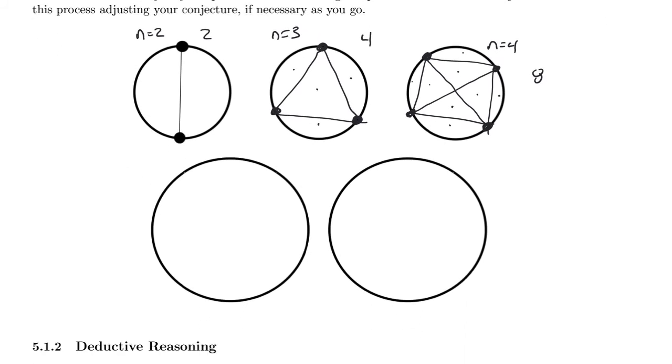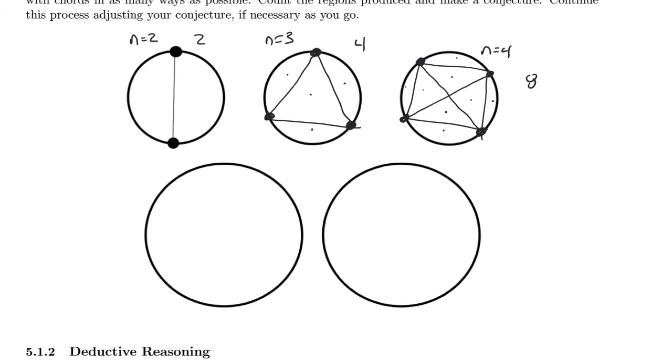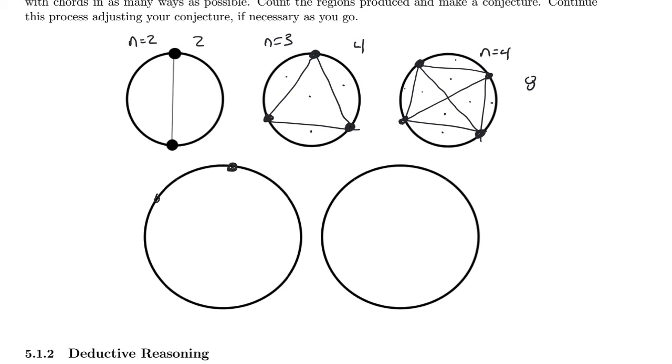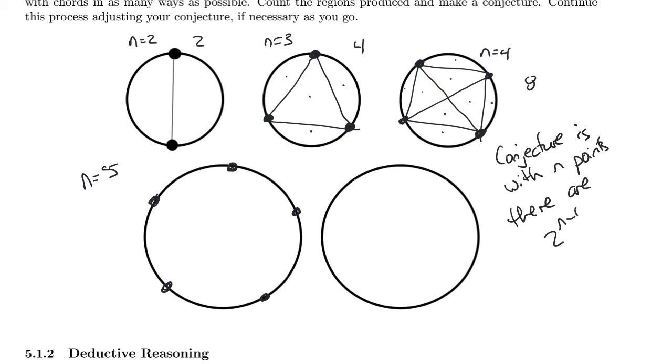So what we might say here, okay, and we'll do a couple more. I've got 1, 2, 3, 4, 5 points here. I am guessing with 5 points, let's take a quick look here. So when n was equal to 2, I had 2. N is equal to 3, I had 4. So it's almost like the pattern. I'm going to guess right now, my conjecture is that with n points, there are 2 to the n minus 1 regions. Okay, so I'm going to connect this.